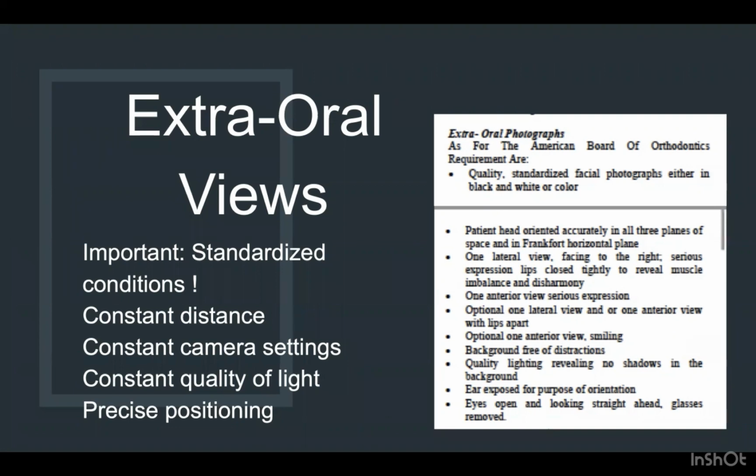One anterior view with a serious expression, optional one lateral view, and one anterior view with lips apart in a smiling position. Optional one anterior with a smile. The background should be free of distraction, should be white color, should have quality lighting. There should be no shadows in the background. Ears should be fully exposed. The eyes should be open, looking straight, and patients should not wear their glasses while having the pictures.